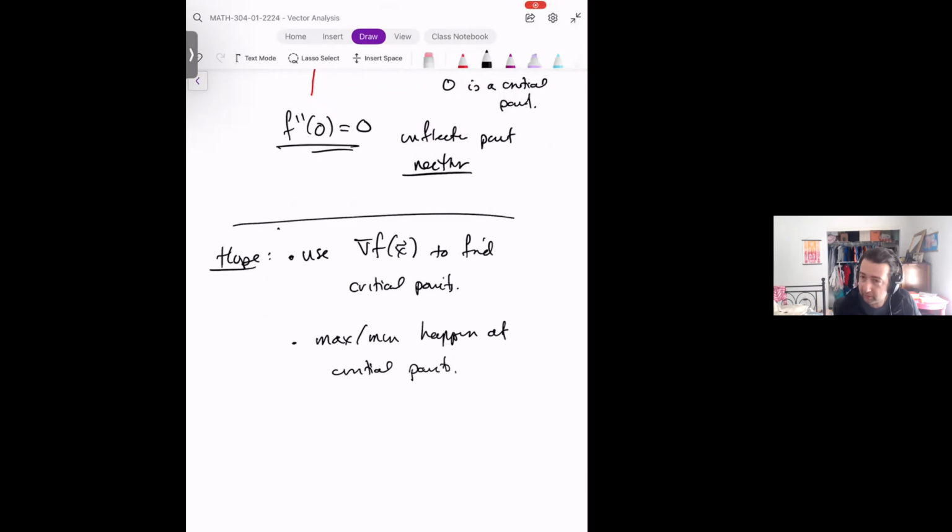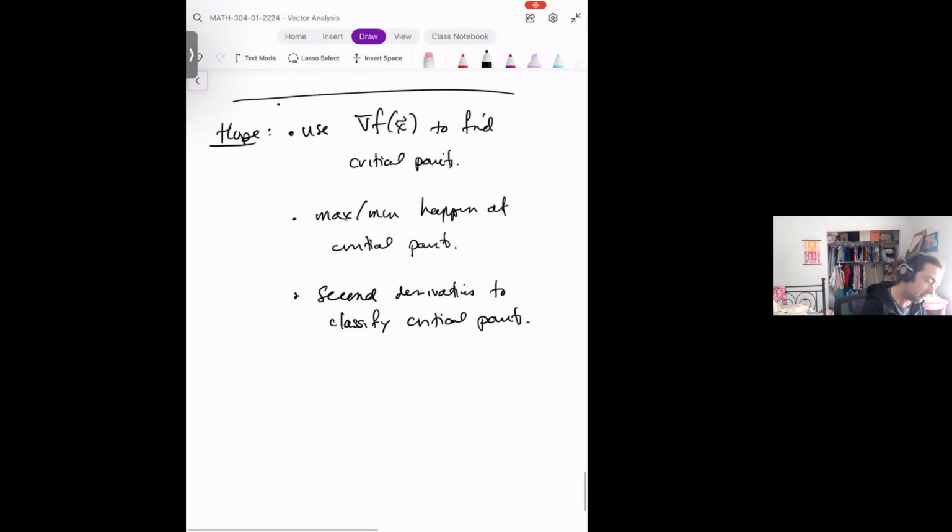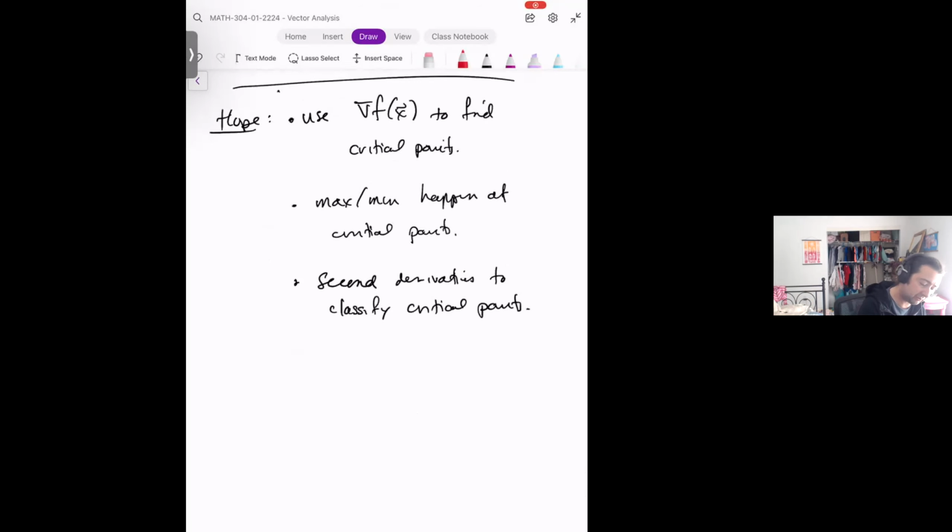And then we're going to hope that we can come up with some way to use the second derivative test. But of course, there's lots of second derivatives, so we need second derivatives to classify critical points. Instead of looking at each individual second derivative, we have to look at them all together. This is going to be done by looking at something about Hf.